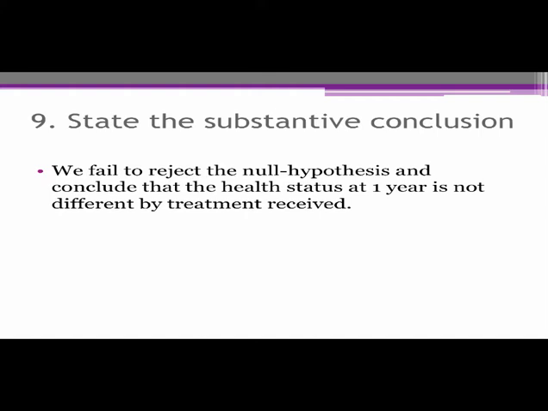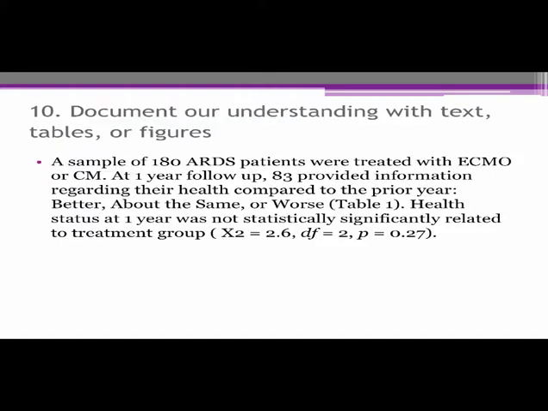From this data, we have concluded that the health status at 1 year is not different by treatment received. You would then want to document your complete understanding, including the conditional nature of our data. So a sample of 180 ARDS patients were treated with ECMO or conventional management. At 1 year follow-up, 83 provided or had information regarding their health compared to the prior year. And then include the information on how that was measured and reference Table 1. Health status at 1 year was not statistically significantly related to treatment group. And here are our chi-square and our degrees of freedom with our rounded off p-value.